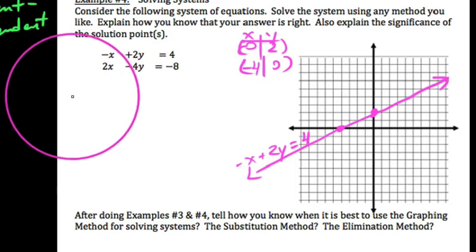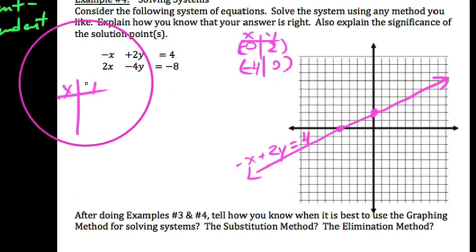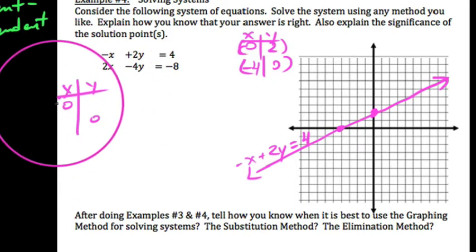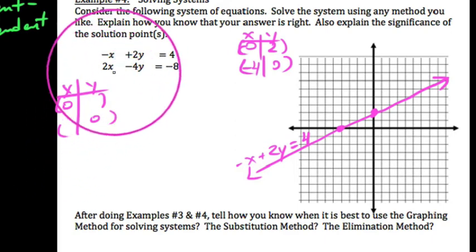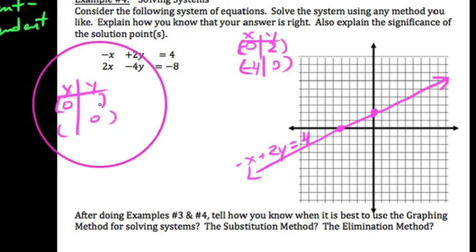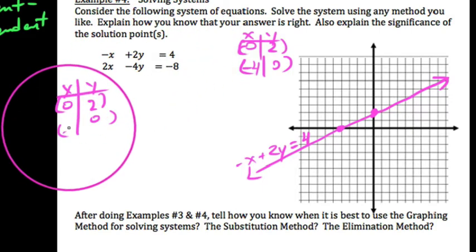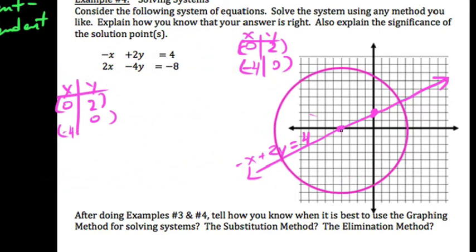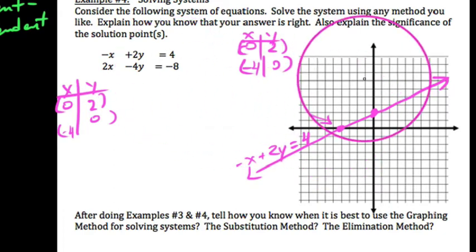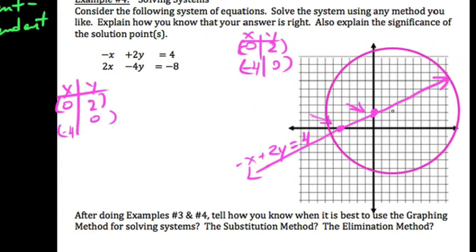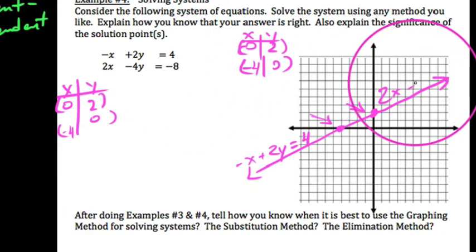And then last but not least, looking at the second equation, if I found the x and y intercepts, plug in 0 for x, plug in 0 for y. 0 for x gives us a y value of a positive 2. And plugging in 0 for y gives us an x value of negative 4. So you notice here I plug in negative 4, 0 is right here, and 0, 2. So this is actually the equation 2x minus 4y equals negative 8.